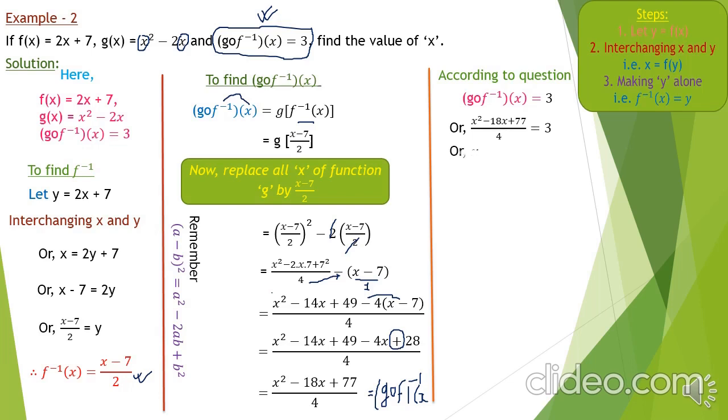Cross multiplication: x square minus 18x plus 77 is equal to 3 into 4, that is 12. Now we have to bring this 12 to the left hand side so that we can factorize it: x square minus 18x plus 65 equal to 0. Now we have to find the two numbers whose product is 65 and whose sum is 18.